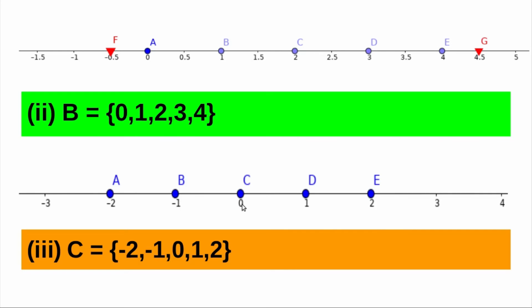Now 0 square, that is 0, is less than 4. Now 1 square is 1. That is also less than 4. 2 square, that is 4. That is also.